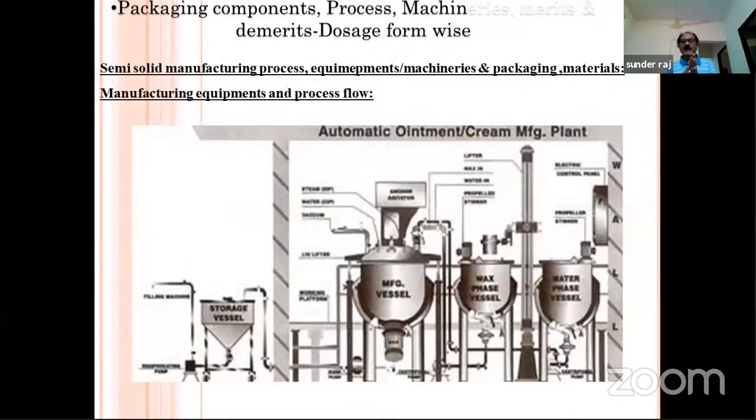There's an automated ointment and cream manufacturing plant. I've shown the wax phase, water phase, then high shear mixing, where the emulsion is formed, then the storage vessel. From the storage vessel it goes to filling and packing.